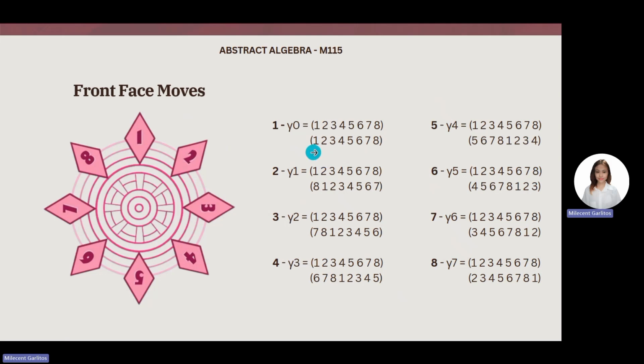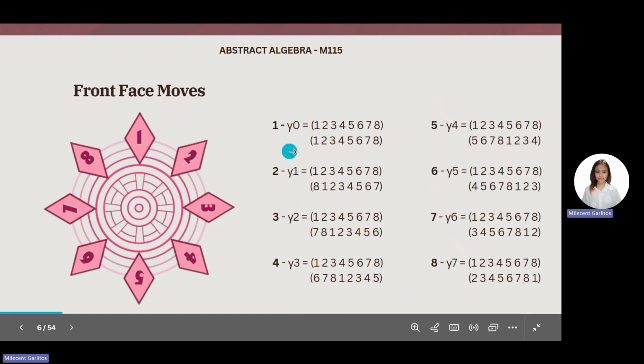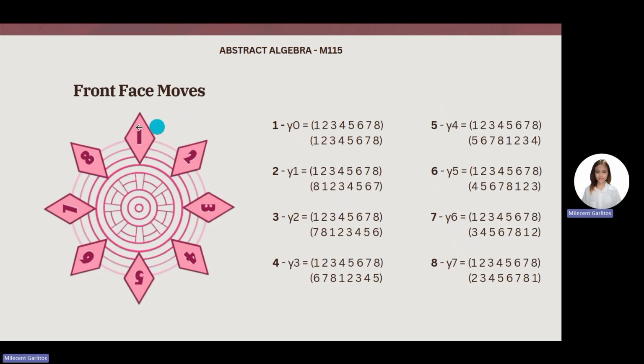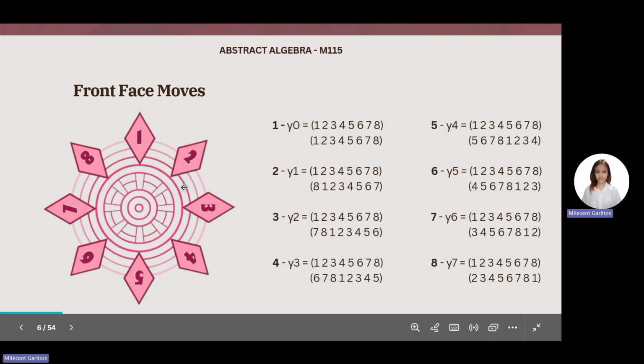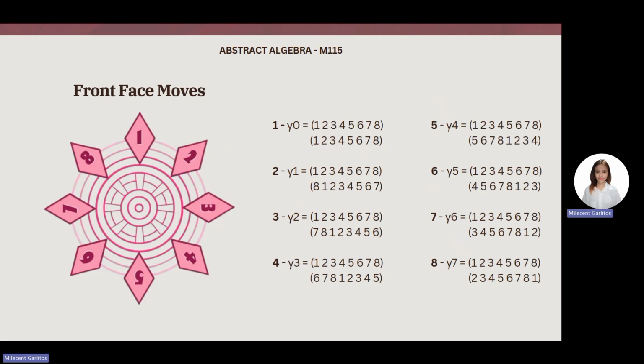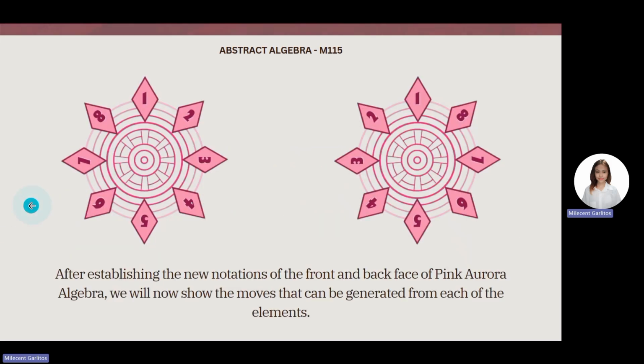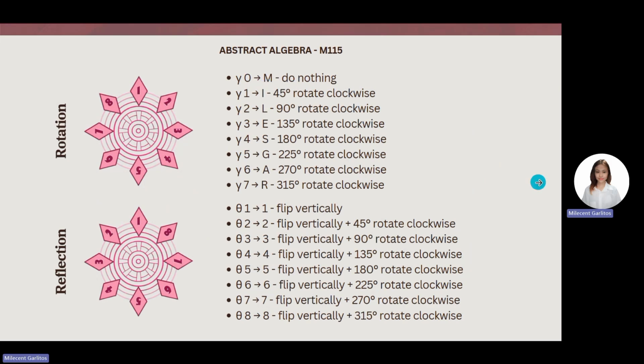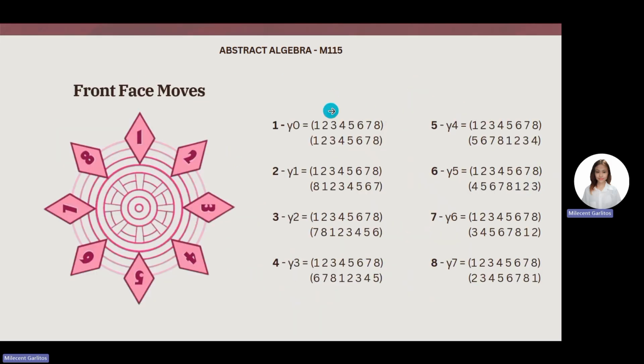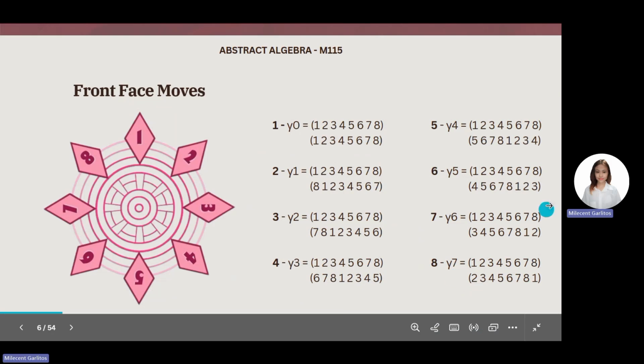Okay, and for these ones under all the moves, it is where the places of the numbers are. So, for example, on 1, which is going to serve as our identity element, gamma sub 0 would be 1, 2, 3, 4, 5, 6, 7, 8, and 1, 2, 3, 4, 5, 6, 7, 8, since it is still the original phase because we did nothing, as it is reflected in our move, which is gamma sub 0 in here, which is the M, and that means it does nothing. So that applies to all of these up until gamma sub 7.